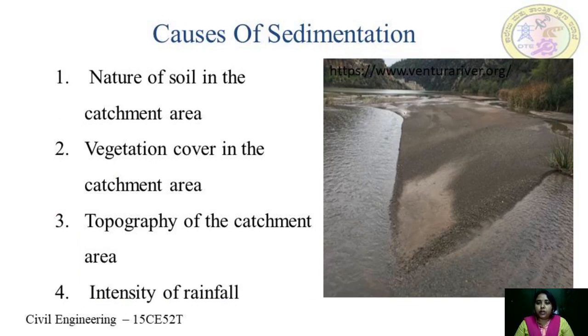So now we have studied how the sedimentation is carried out on the riverbed, and now what are the causes of sedimentation? This particular image will best explain how the sediment is being deposited and how the path of the river has decreased or it has changed. So there are many causes. One such cause is the nature of soil in the catchment area.